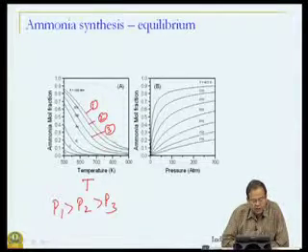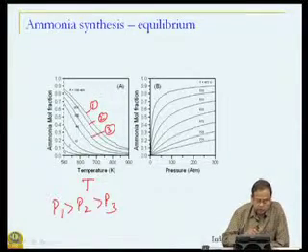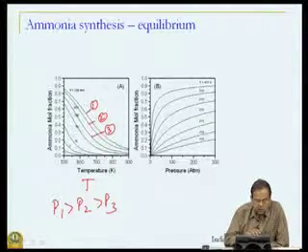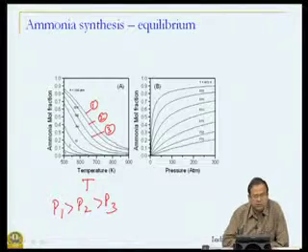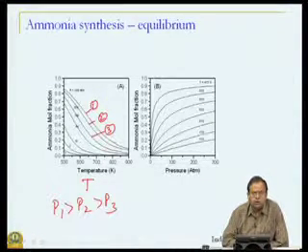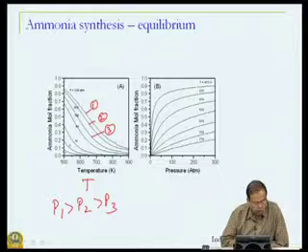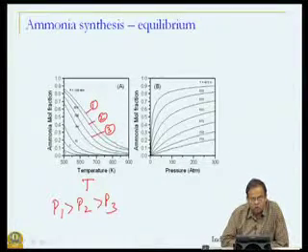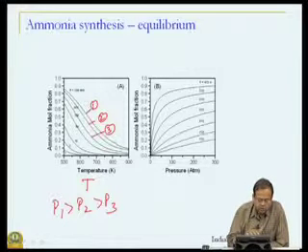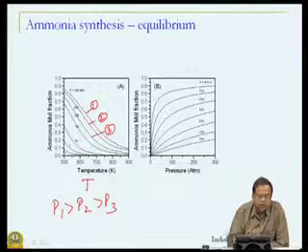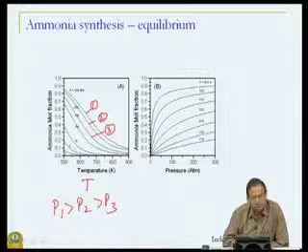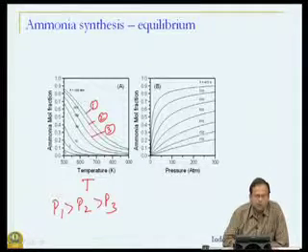And as we can clearly see, first of all, as temperature is increasing, the equilibrium conversion is decreasing, and this is what is to be expected of an exothermic reaction. We also see that as we increase the pressure, the equilibrium conversion at 300 atmospheres is higher than at 200 atmospheres and so on.